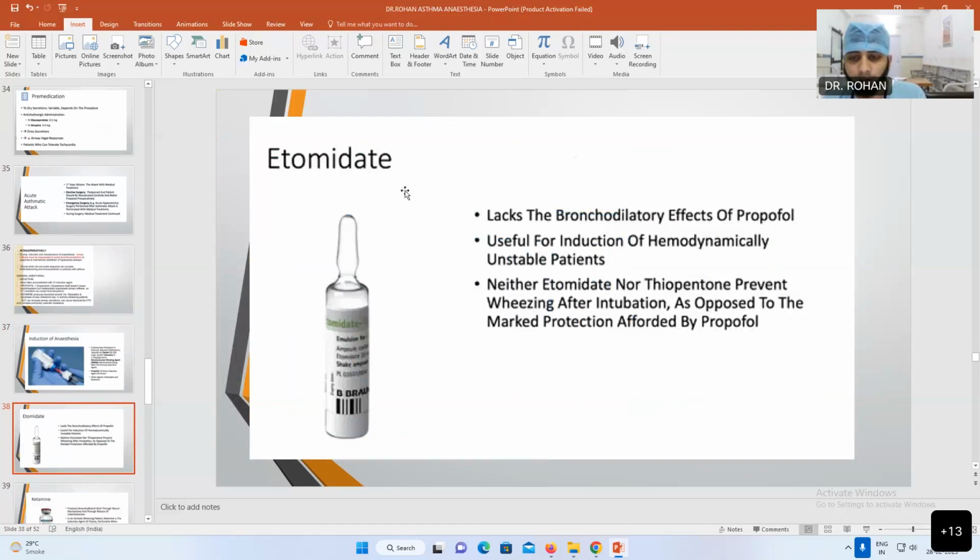Etomidate is another option, but it lacks the bronchodilatory effects of propofol. When the patient is hemodynamically unstable, if the patient has cor pulmonale, or a history of recent myocardial infarction or any cardiac history, then etomidate can be preferred, since propofol also has cardiosuppressant action. Neither etomidate nor thiopentone prevents wheezing after intubation, as opposed to the marked protection afforded by propofol.